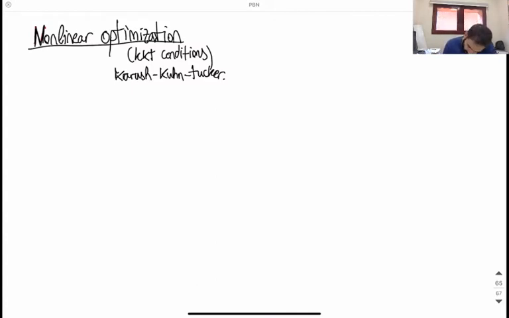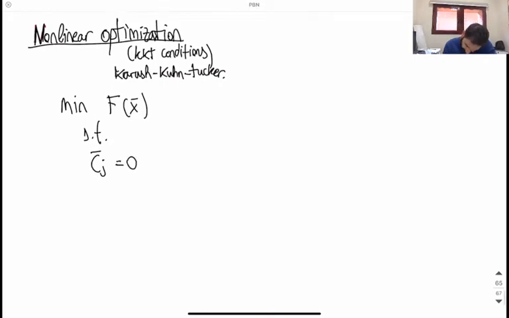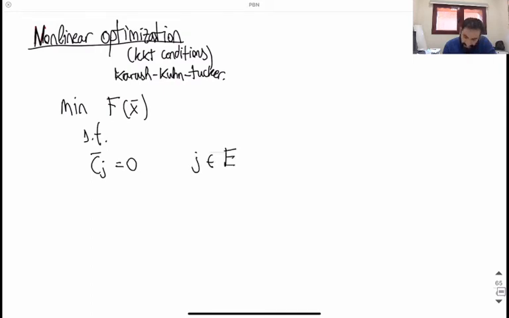So the idea is that we have to minimize a function f of x, subject to a set of equality constraints, where j belongs to the set of equality constraints, and also a set, which in principle depends on x, of inequality constraints, in which we are forcing c of x to be greater or equal or lower or equal than 0 or a given value for j in a set of inequality constraints.